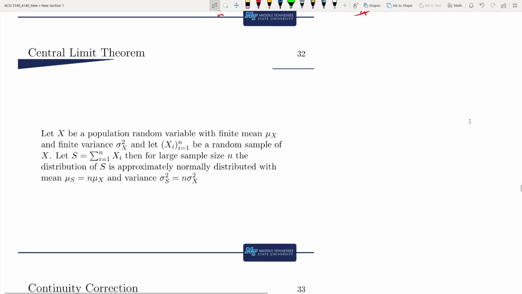So the central limit theorem says: let X be a population random variable with finite mean mu_x and finite variance sigma_x squared. Let S equal the sum from i equals 1 to n of X_i. Then for large sample size n, the distribution of S is approximately normal, with mean n mu_x and variance n sigma_x squared. And actually the second part is X bar. If you take the average, it's normally distributed with mean mu_x and variance sigma_x squared divided by n. So that's the second part of that.